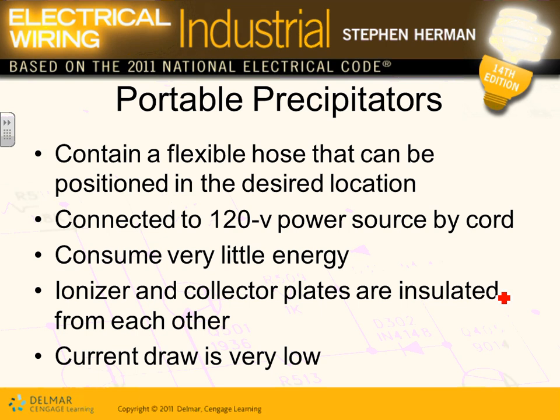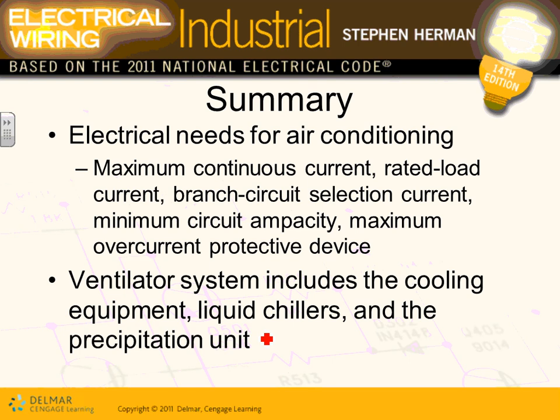There's portable ones, there's fixed ones and portable ones, guys. The portable ones have flexible hose, can be positioned wherever you want them. They run at 120. They do the same principle, consume very little energy. Ionizer and collector plates are insulated from each other, and current draws very little. So they don't consume a lot of energy. They're just pulling the air and cleaning it, air cleaning. They're called precipitator. So if you hear the word precipitator, that's what they're talking about, precipitator. Some type of an exhausting system.